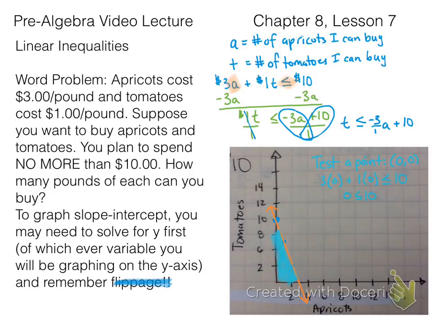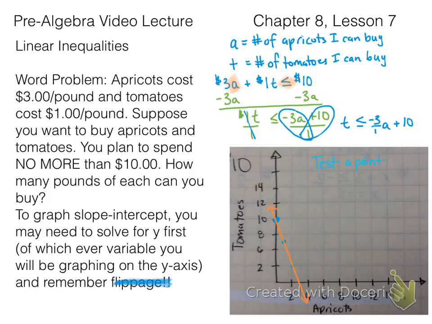All right? Now that just went by really fast. So let me go back a little, okay? So now that I have my line, just starting at 10, going down 3 to the right 1, down 3 to the right 1, down 3 to the right 1, I'm ready to do a test point.